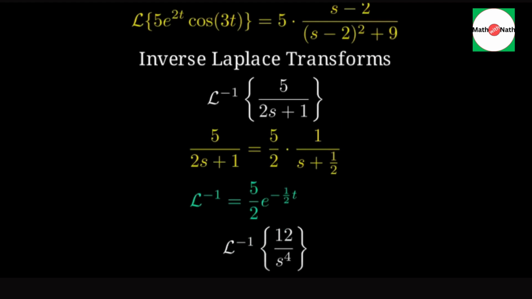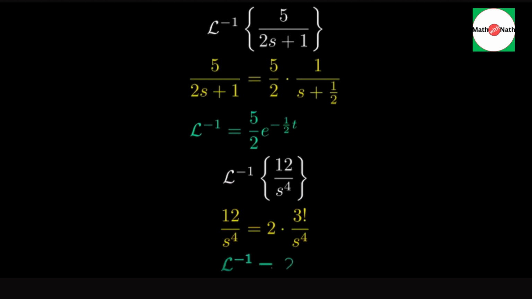Inverse example B. 12 over s to the fourth. Match it to the power rule, n factorial over s to the n plus 1. We need n plus 1 equals 4, so n equals 3. Then n factorial is 6. So 12 over s to the fourth equals 2 times 6 over s to the fourth, which corresponds to 2t cubed.